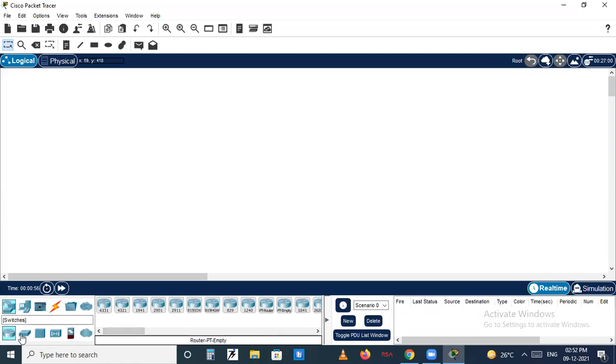Next, switch. Here are different types of switches. Similarly, hub and wireless router. This one is for security, and then this one is WAN emulation tools. So these things you will see here. Then here are PCs, laptops, servers, and so on. These things will be available for you.